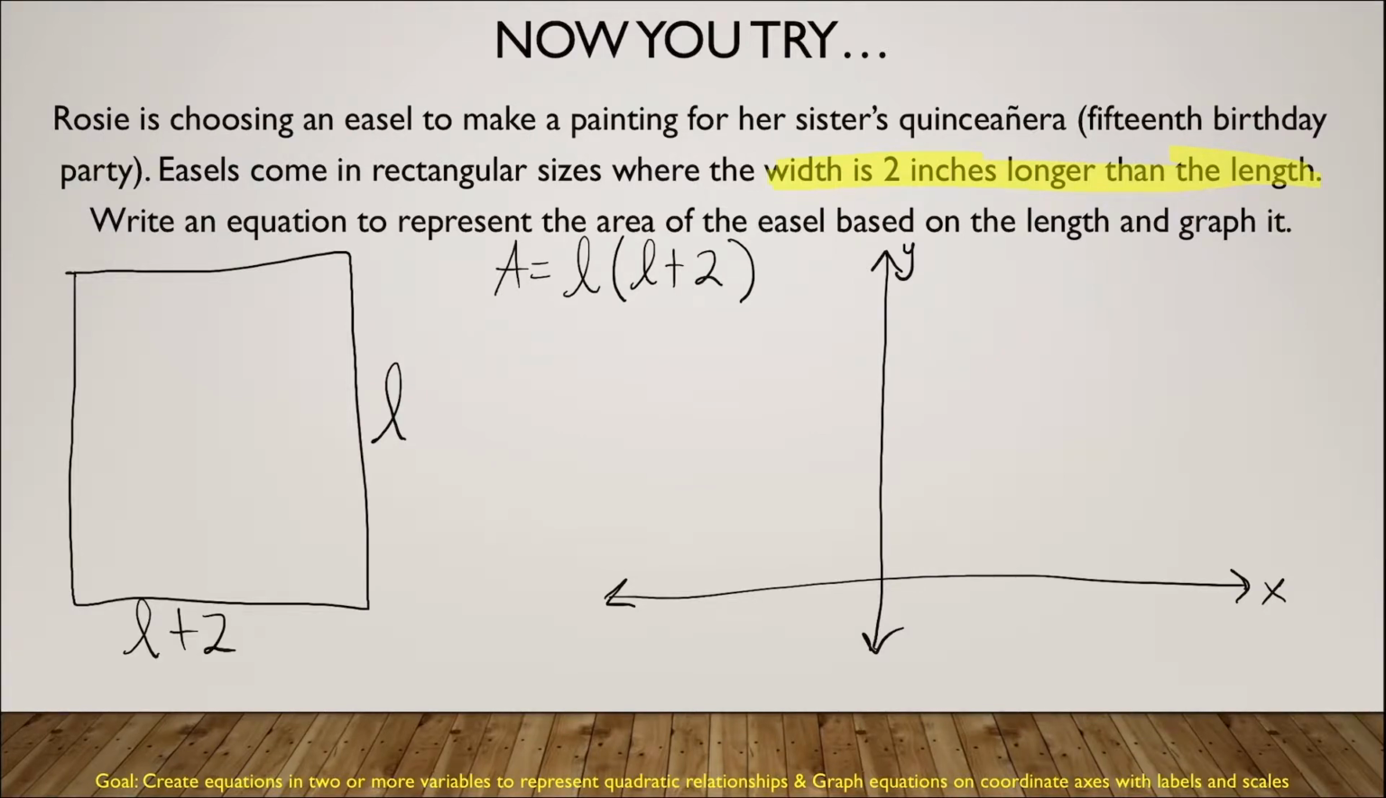We need to understand what each of these are. The x in this case, or my L, is standing for length, and my y is standing for the area. So L times L plus 2 is going to come up something like this. The longer my length, the bigger the area is going to be, right? I have no restriction. I'm starting at 0 because I can't have a negative length of my easel here, and it's going to just keep going up. The longer the length is, the bigger my area is going to be.